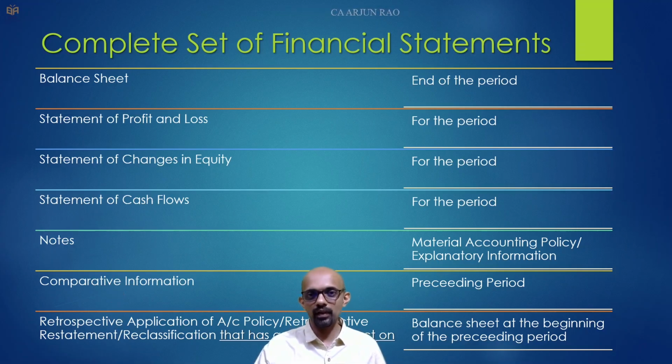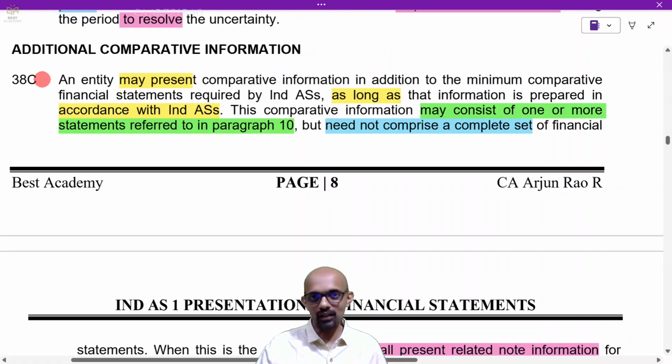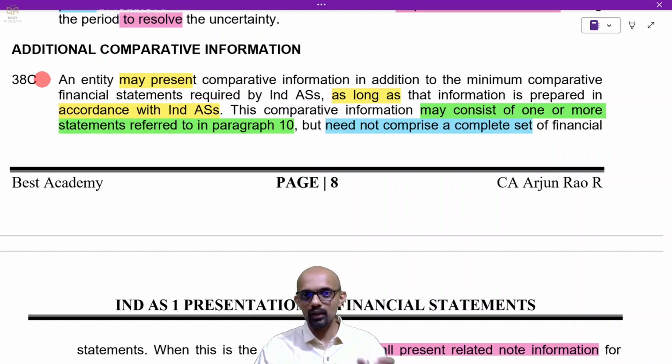So suppose we present all this and we want to present a third statement of P&L also. Is that allowed? Or a third statement of changes in equity or another statement of cash flows. Are we allowed to do that? Yes, that is definitely allowed. That is as per para 38C. Of course, you don't need to remember the paragraphs, it's just for reference.